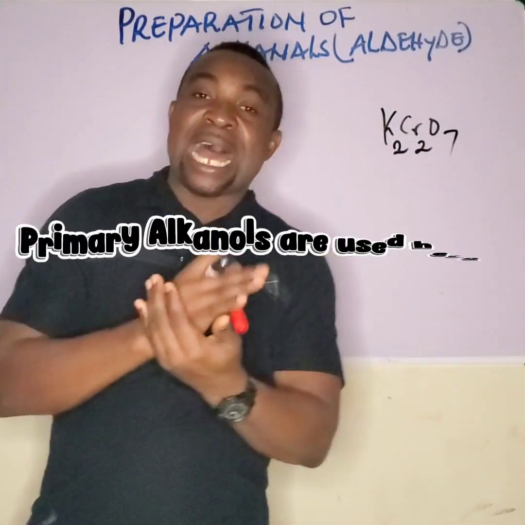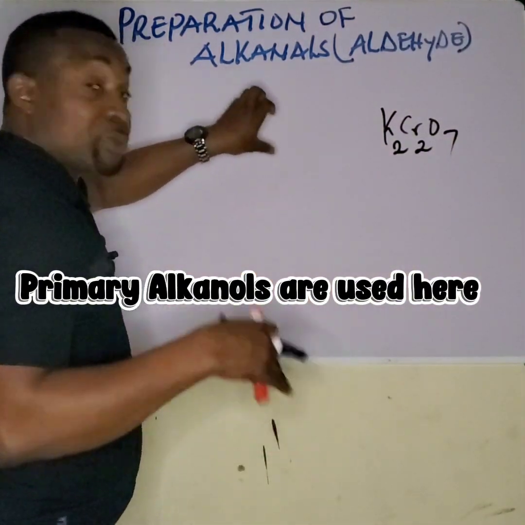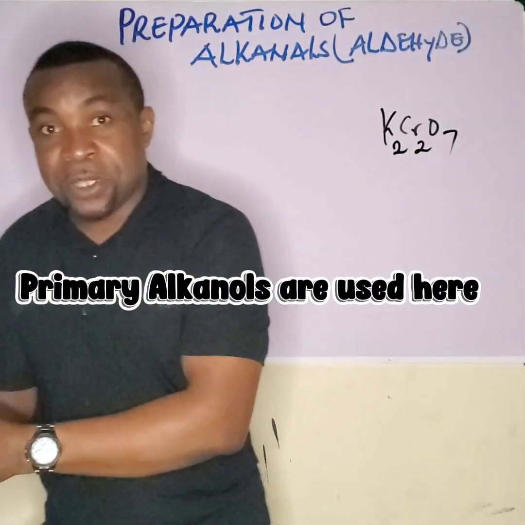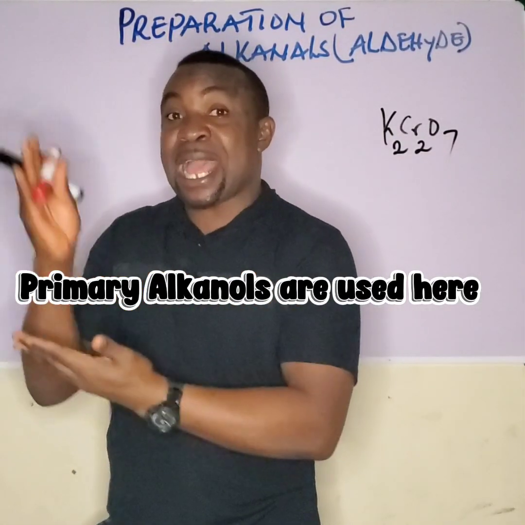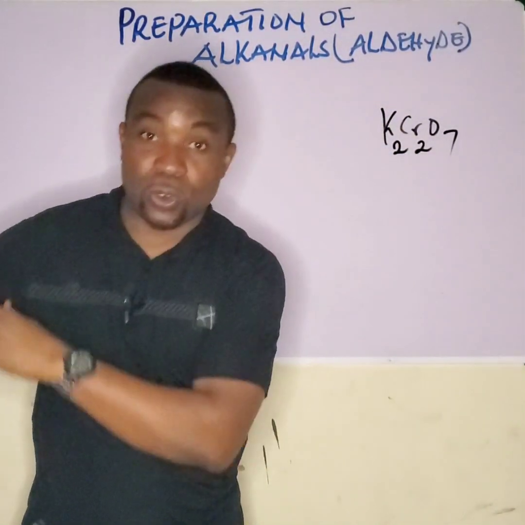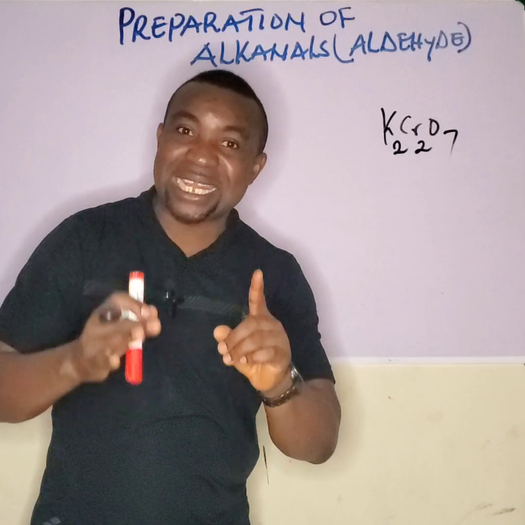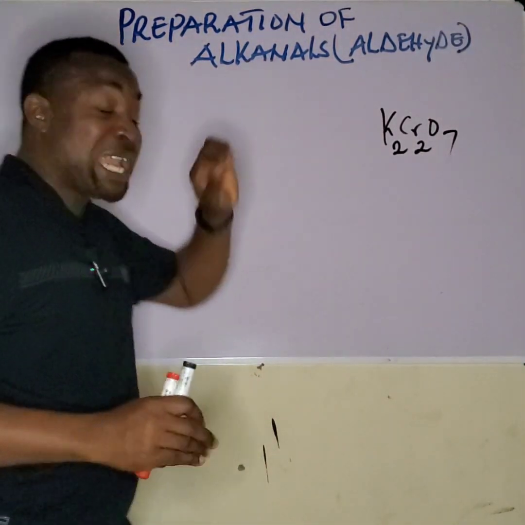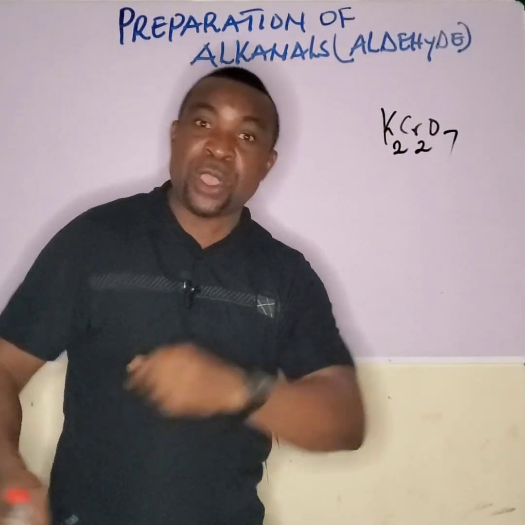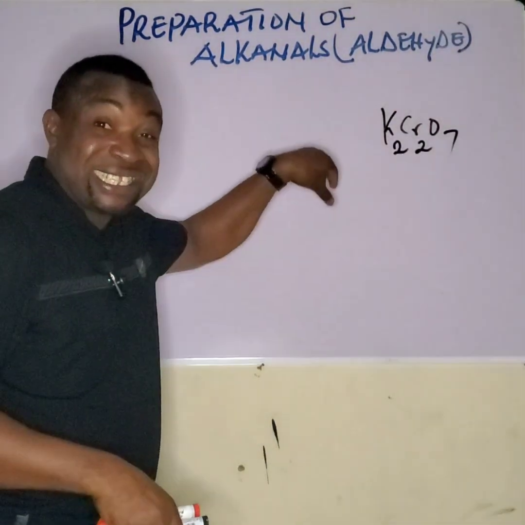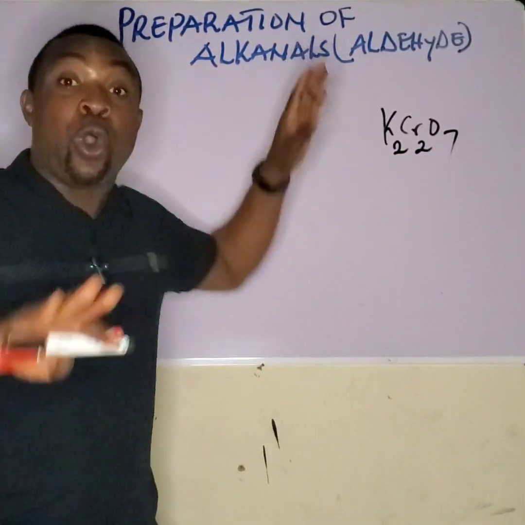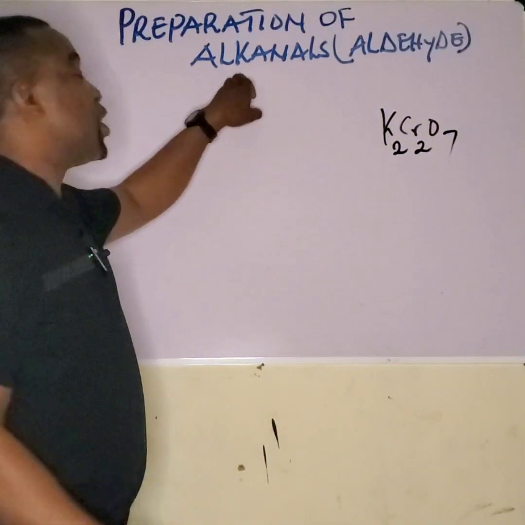So remember that when you want to prepare alkanals, you are going to use primary alkanols, because if you use secondary alkanols, you are going to get ketones. Hello, did you get that? In the preparation of alkanals, you are going to use primary alkanols. We have done how to classify them. While if you use secondary alkanols in this instance, what you are going to synthesize or prepare is ketones, which means you are no longer looking for alkanals.